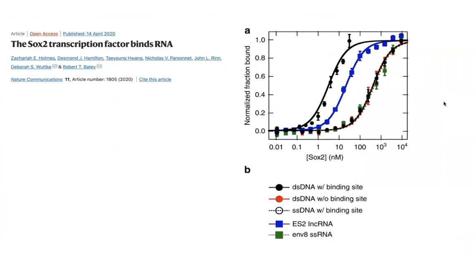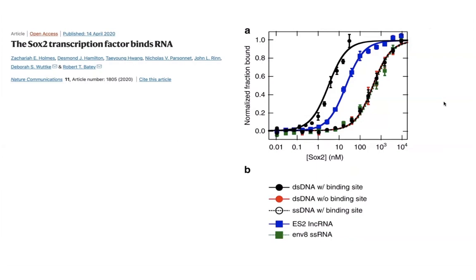This is just a random article I found where they're studying a transcription factor, which is going to be this protein. It normally binds to DNA in order to control when the DNA gets made into mRNA. But they found that it can also bind RNA. And so here, what they're doing in this paper is basically testing different ligands. Remember, a ligand is a binding partner.